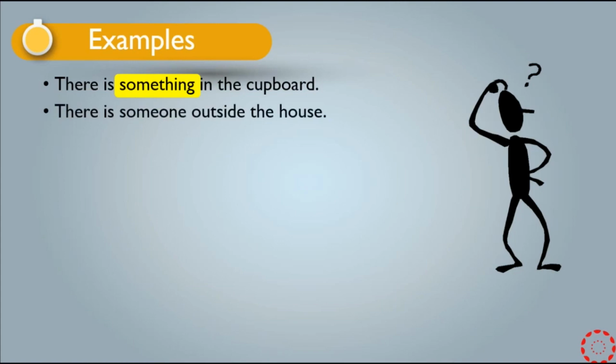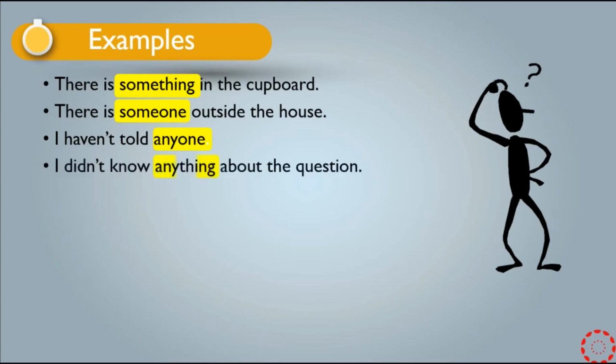There is someone outside the house. You see a man outside the house, but you don't know who he is. So you say there is someone outside the house. Or I haven't told anyone. Look, we have anyone. Anyone means anybody. For example, I haven't told our secret to anyone. I don't know anything about the question. For example, you have a math question, and when you look at it, you don't know any information about it. So you say I don't know anything about the question.